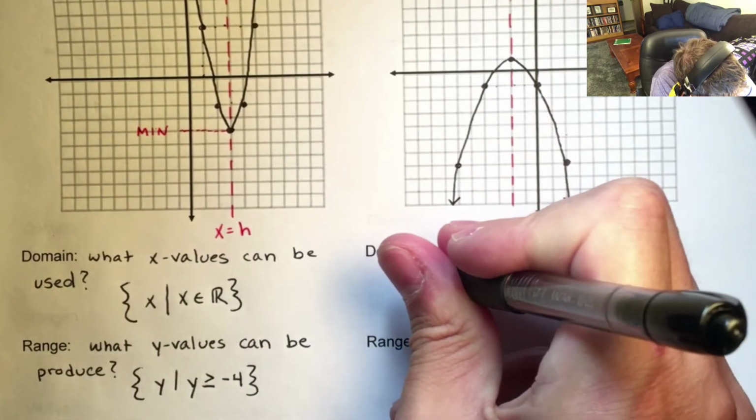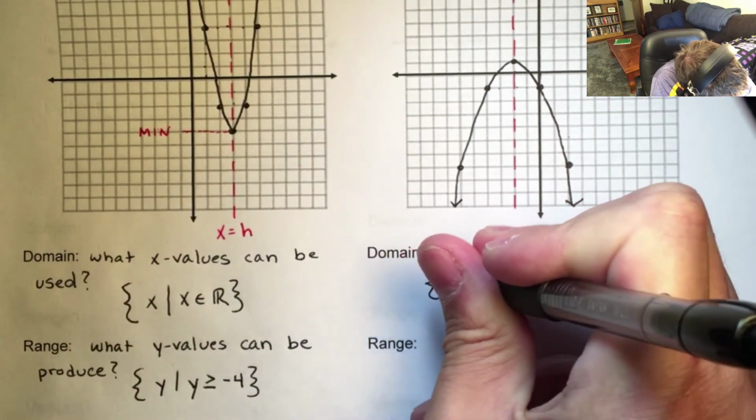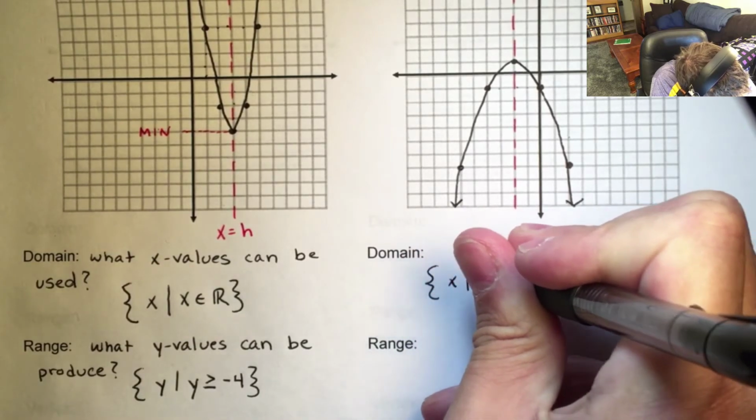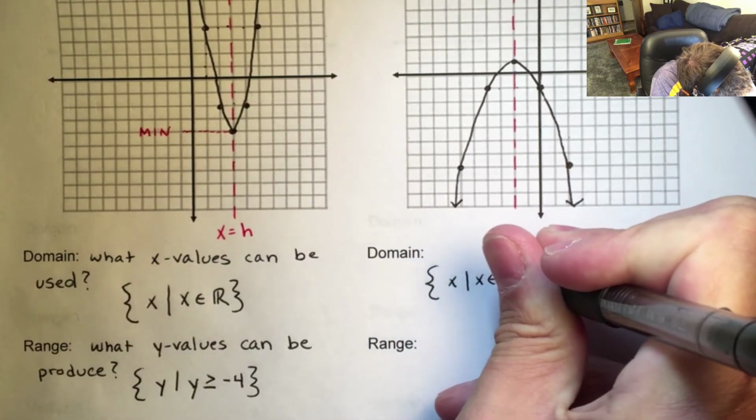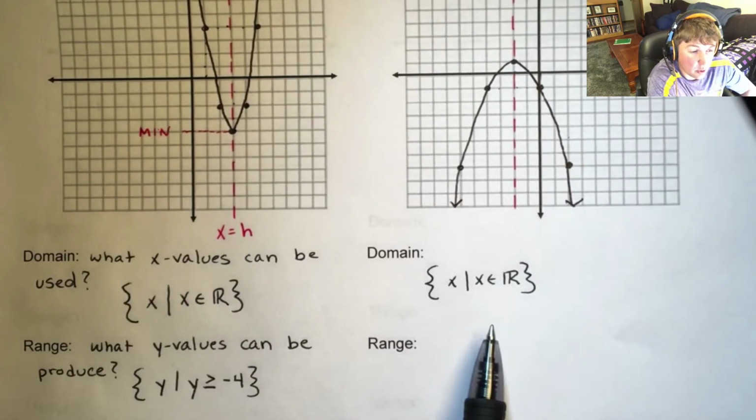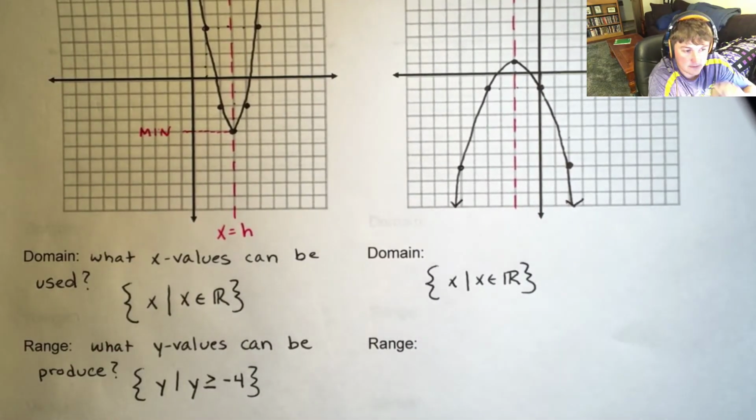Fun fact, folks, for quadratic equations, it's always all real numbers. It's a different kind of function if there's going to be a hole in your graph or an x value that you can't use.